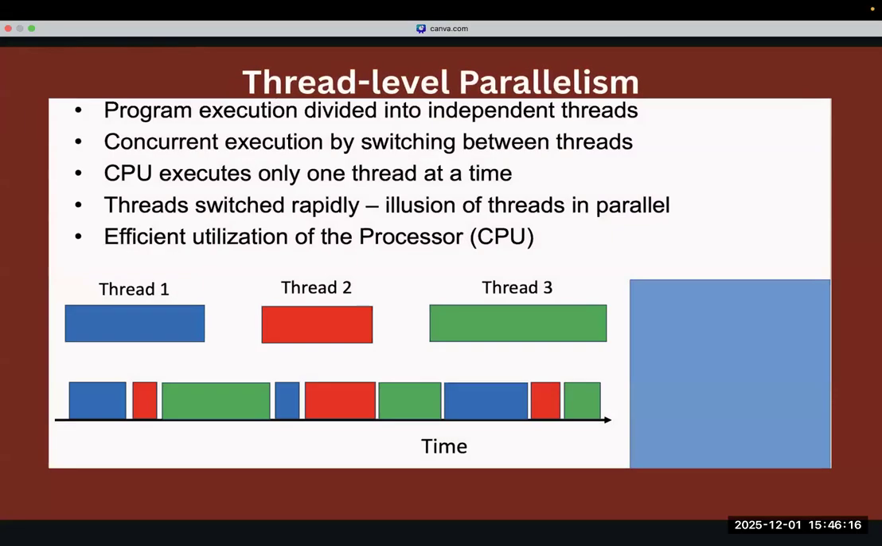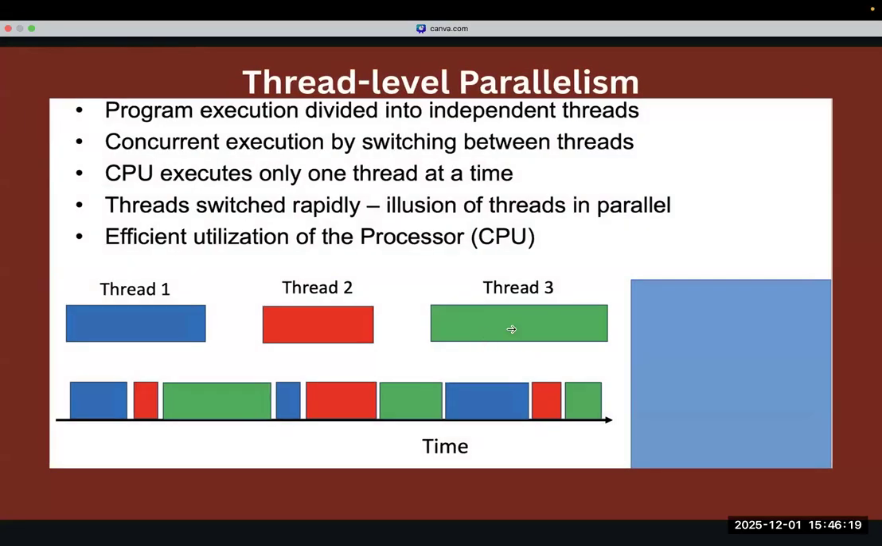Then we have thread level parallelism. It divides the program into multiple threads, as you can see from the diagram. Even though a single CPU core executes one thread at a time, it switches between threads rapidly. This switching hides stalls like waiting for memory by running another thread during the delay. If there is a delay in this thread, then it will start running this thread, and once this is completed, it will go back to the other. So it switches continuously, due to which CPU utilization stays high, making the processor more efficient at the same time.